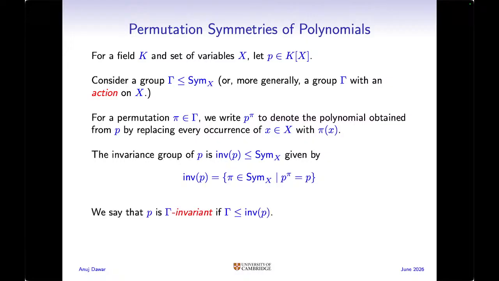We say that the polynomial is gamma invariant, right? Remember, gamma is a subgroup if basically gamma is contained in the invariance group. In other words, any permutation in gamma doesn't change the polynomial. Okay, so that's what I mean by permutation symmetries. We're just looking at permutations of the variables and the action they induce on polynomials.